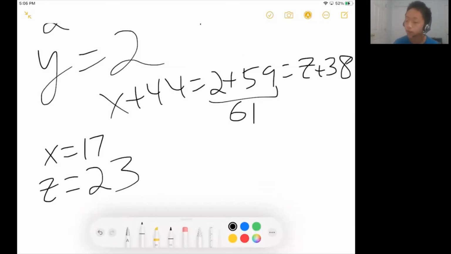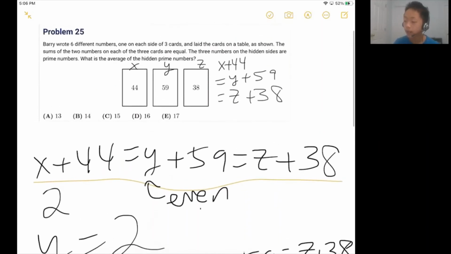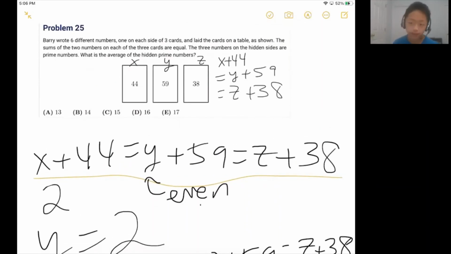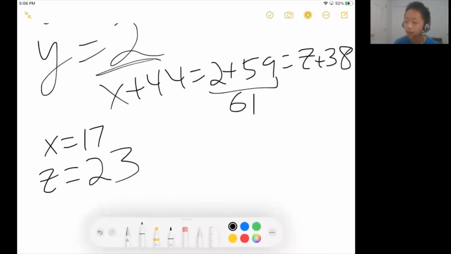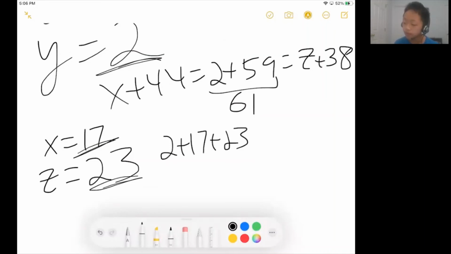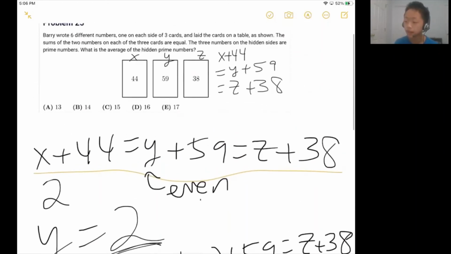And if you did really want to double check, you can just plug it back in and it'll turn out to work. So we go back to the question and we want to know, what is the average of the 3 hidden prime numbers? So we found the 3 hidden prime numbers are 2, 17, and 23. So the average of these 3 numbers would be 2 plus 17 plus 23, divided by 3, which is 42 over 3, which is equal to 14. And yeah, that would be choice B, and that'd be the answer.